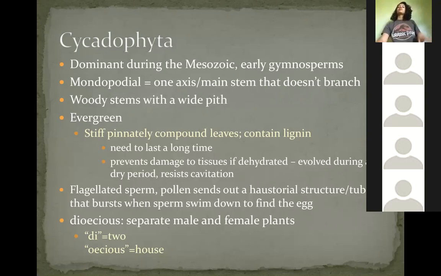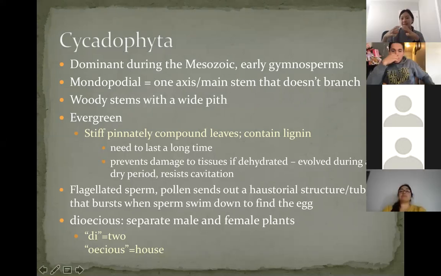So with cycads, they have a really woody stem with a really wide pith. They do obviously produce secondary xylem, but actually most of the volume of their stem is that really wide pith. They are evergreen, meaning that they don't drop their leaves during certain seasons. They'll keep them for their entire life cycle.